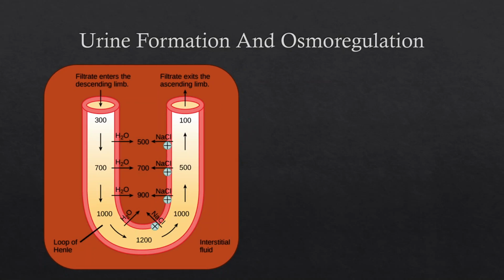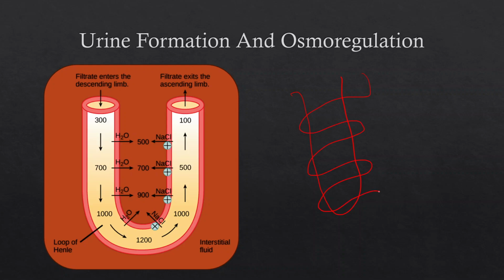After that, you have to understand this other major part which I am telling you now: osmoregulation. Actually, in the nephron, where the hairpin bend or Henle's loop is present, surrounding that we have the vasa recta.